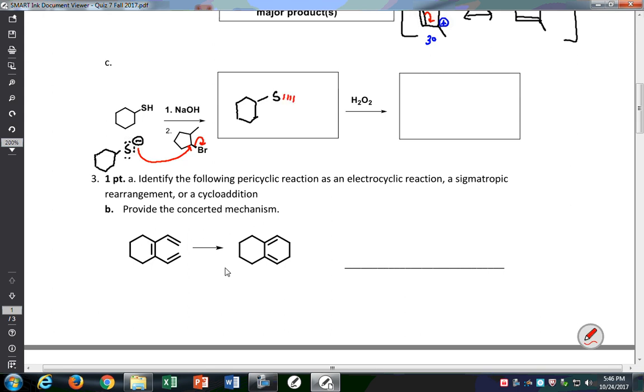So we just get our inversion. And that's it. It's just an SN2 reaction. We do a lot of SN2 reactions. That's why we spend so much time in chapter 7.